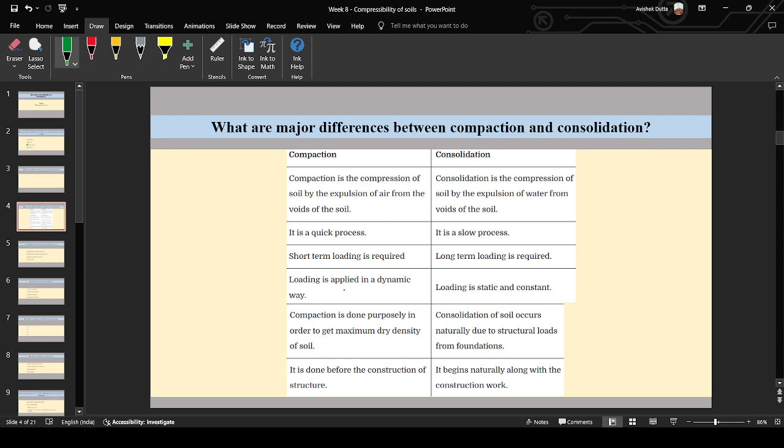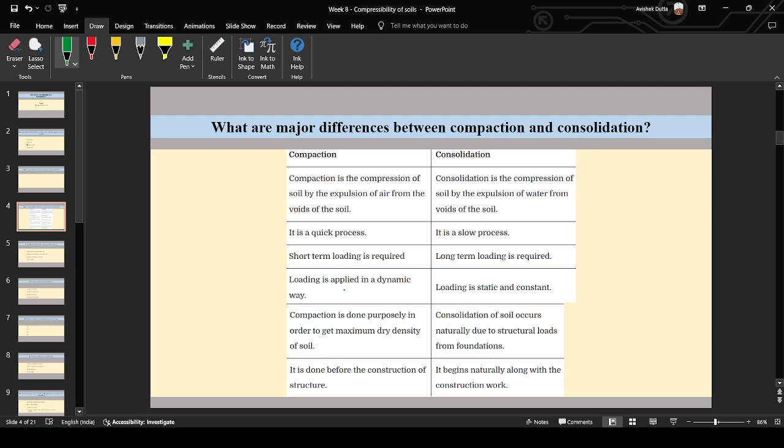Loading is applied in a dynamic way in the case of compaction. Loading is static and constant in the case of consolidation. Why dynamic? Because the intensity and frequency of the loading might vary, but that won't affect the process of compaction. In consolidation, the loading is static and constant: the same degree, same frequency, but for a longer time.